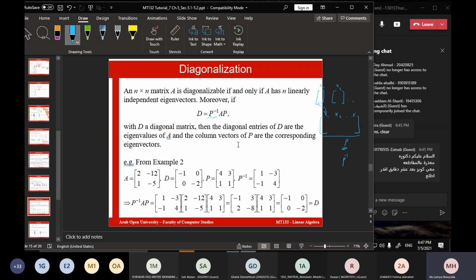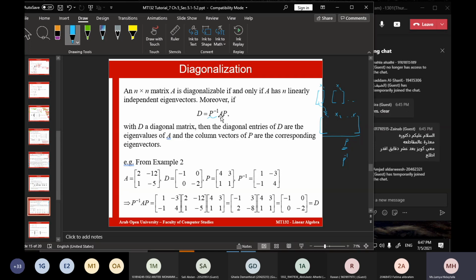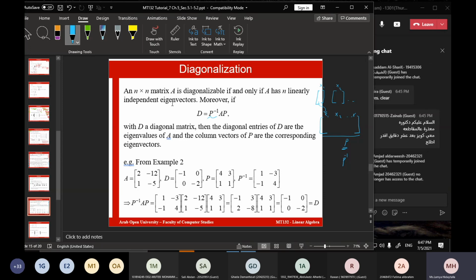Now, if the eigenvectors that you got for A are linearly independent, that means no one of them you can get from the other one, then the matrix that is similar to A is going to be a diagonal matrix. So from the beginning, I can know whether A is diagonalizable or not. How? By finding the eigenvectors. Test them. If they are linearly independent, then you are sure that A is diagonalizable, and just find your P and your P inverse and multiply, you're going to get that one.